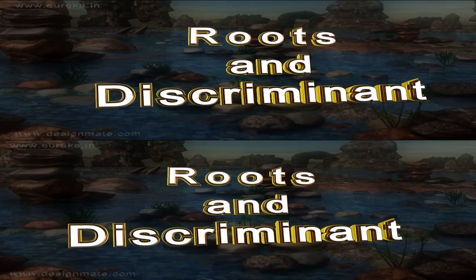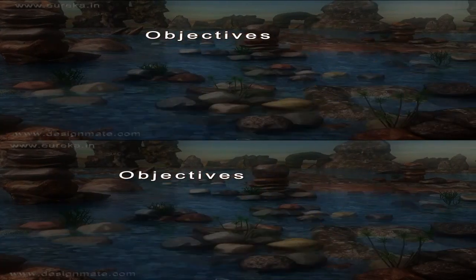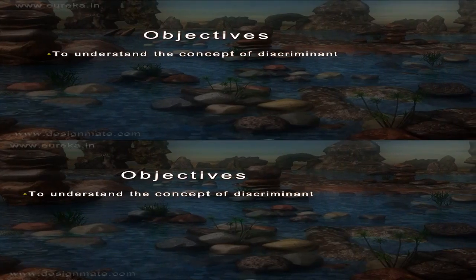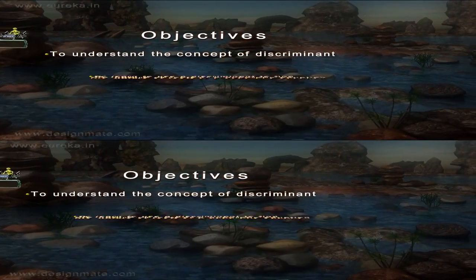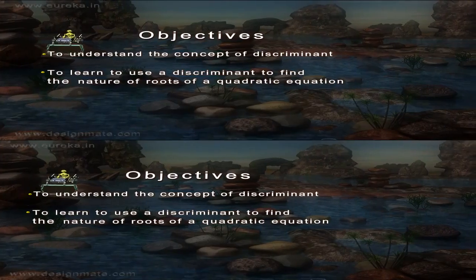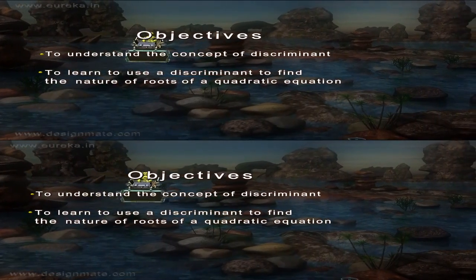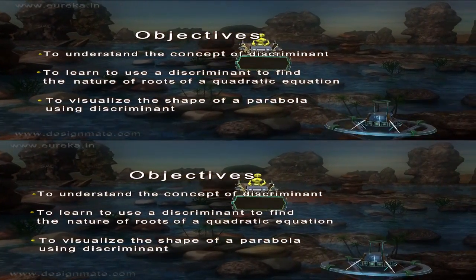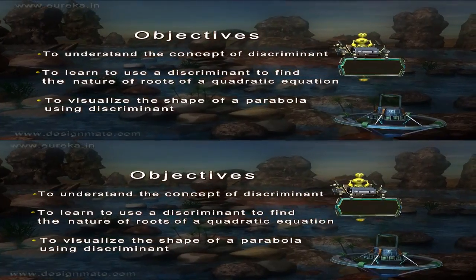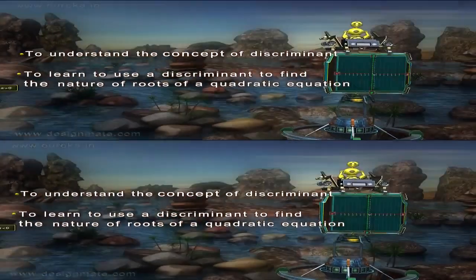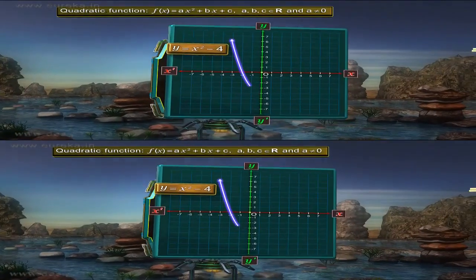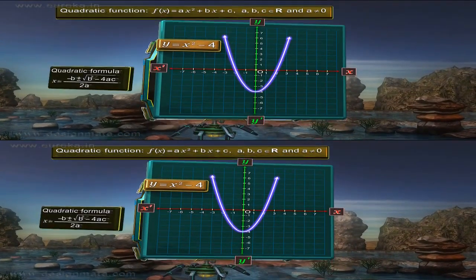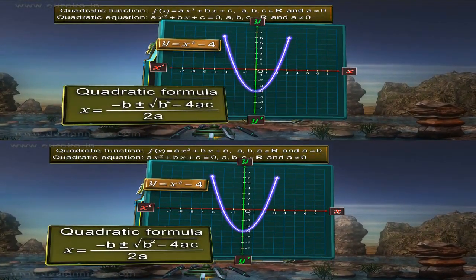Roots and discriminant. Objectives. In this session, we will understand the concept of discriminant. It's used to find the nature of roots of a quadratic equation and to visualize the shape of a parabola using discriminant.